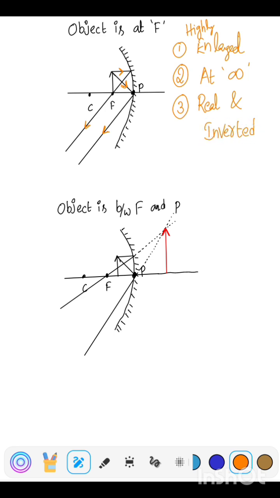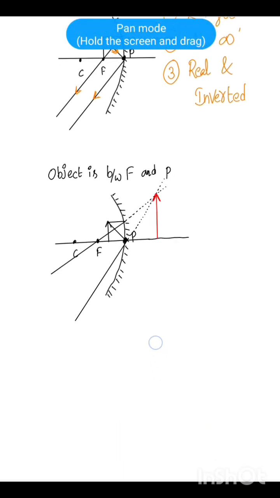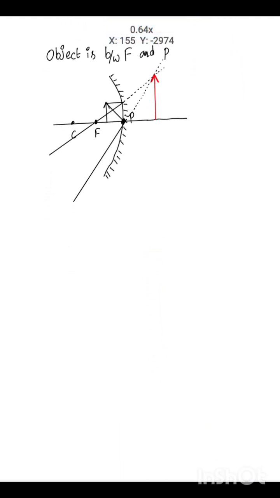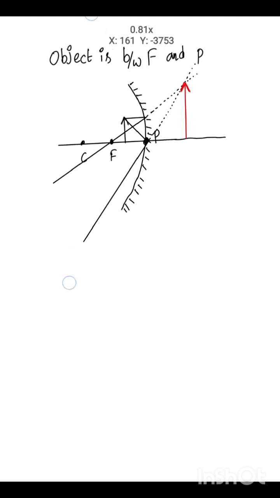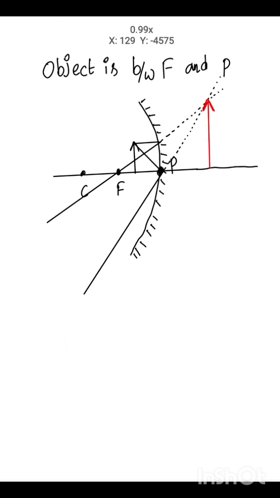Let us move to the last position of the object. So the object is placed between focus and pole. So a little bit different thing will take place here. Here, we considered the object, this black arrow mark, in between focus and pole. When the object is brought very much nearer to this concave mirror, what happens?